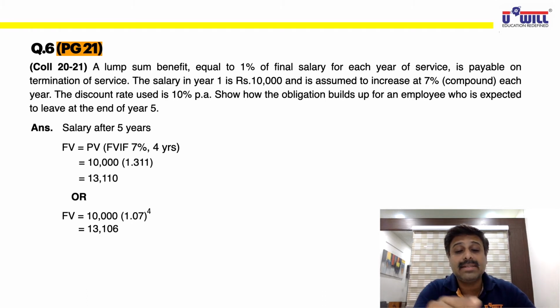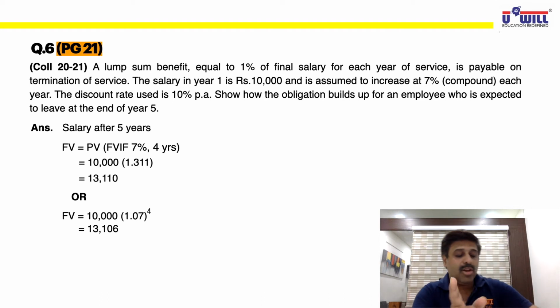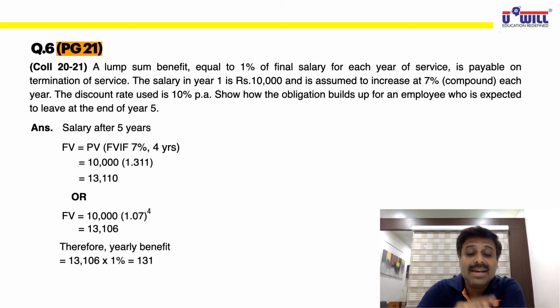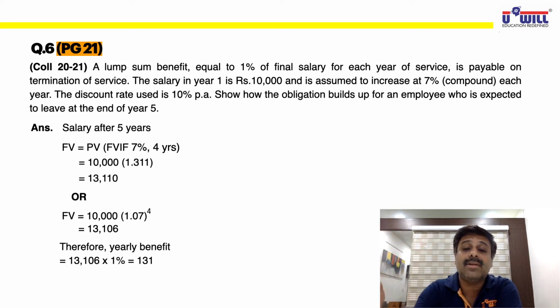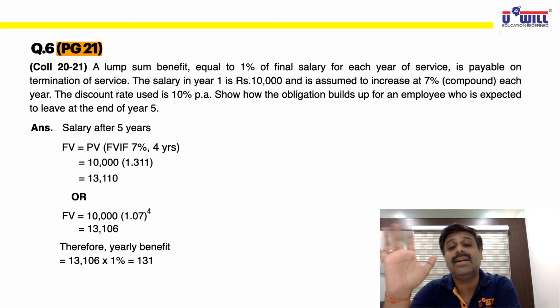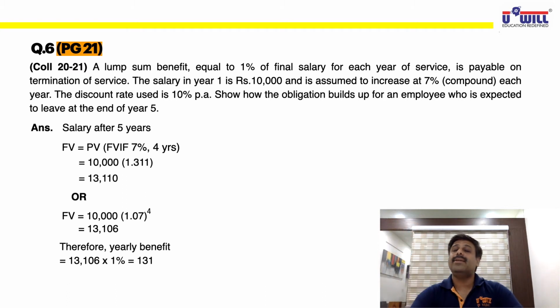See the first sentence: lump sum benefit equal to 1% of final salary for each year of service. Whether you do 13,110 or 13,106 into 1%, will you all get 131 rupees or not? So what is the yearly benefit we have to give to the employee? 13,106 or 13,110's 1%, both come to 131. For every year we have to give him 131 rupees when he retires.